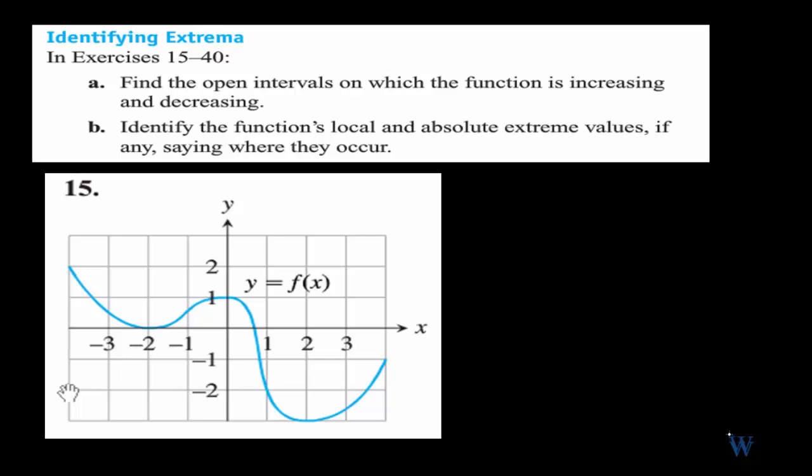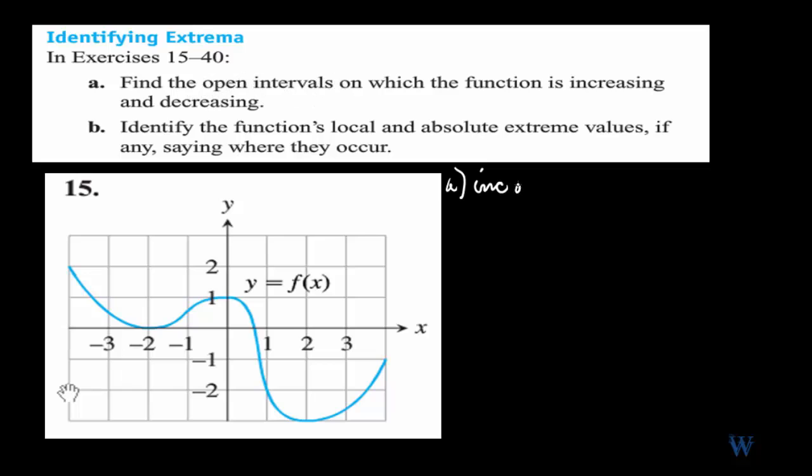All right, here are graphical representations of a function. All you have to do is observe and find the open intervals on which the function is increasing and decreasing. Then it says identify the function's local and absolute extreme values, if any, saying where they occur. Okay, so let's answer letter A. Where is it increasing? Make sure you read the problem. It says find the open intervals.